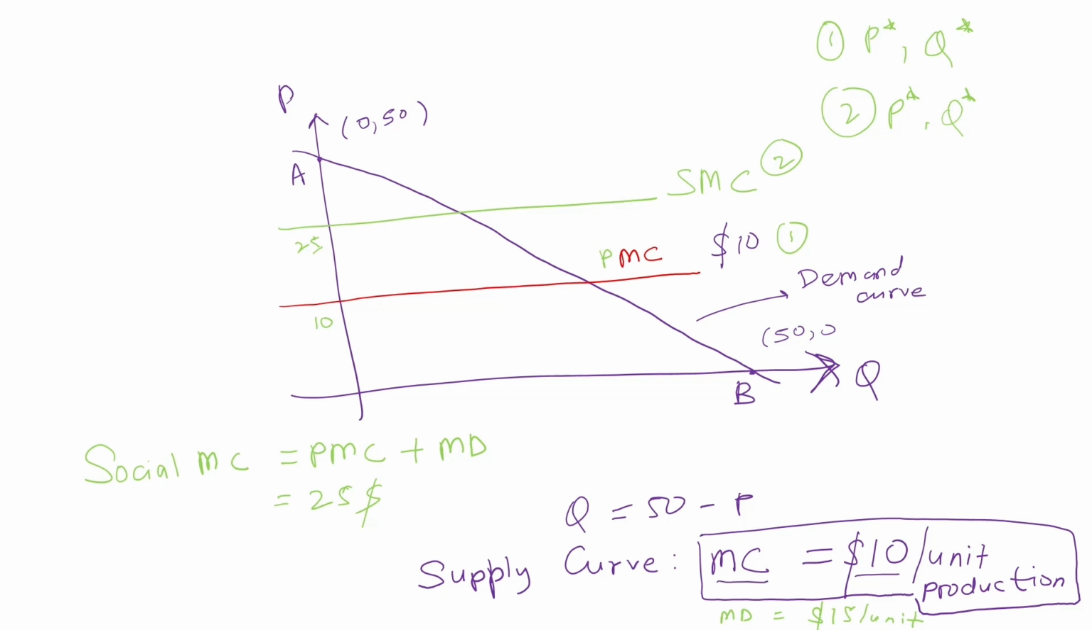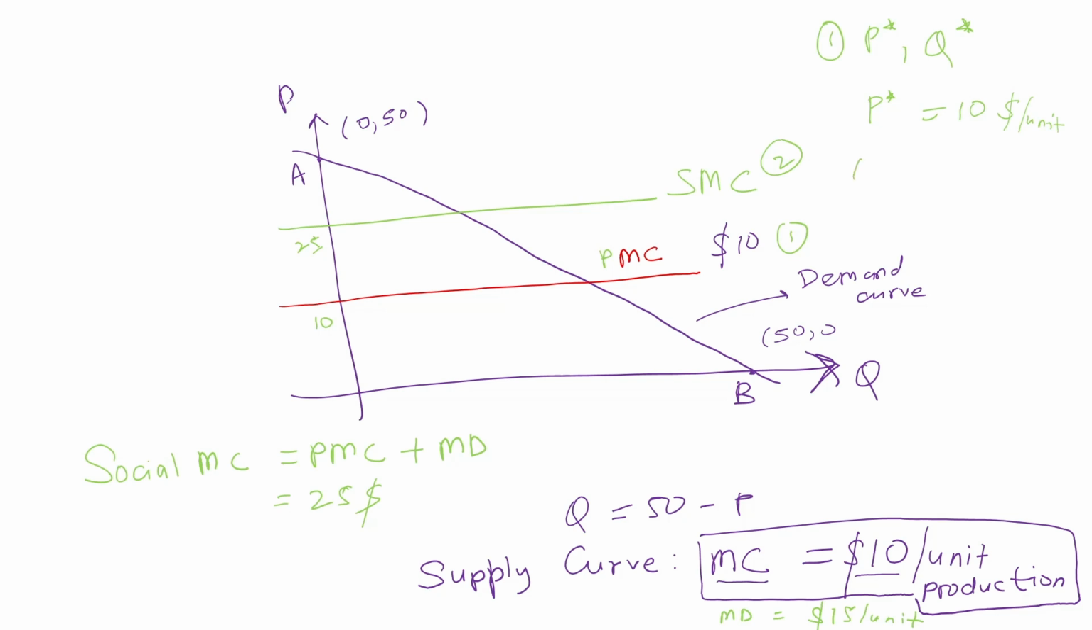What will be the price, when you don't have to pay for the marginal damage? Ma'am, 10. Yes, the price will be 10, right? And what will be the quantity which will be produced? In case 1, you are correct. P star is equal to $10 per unit.